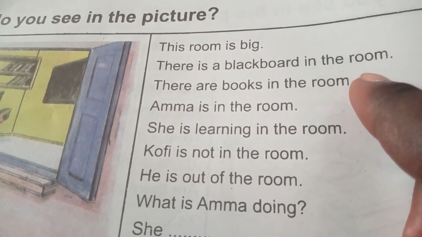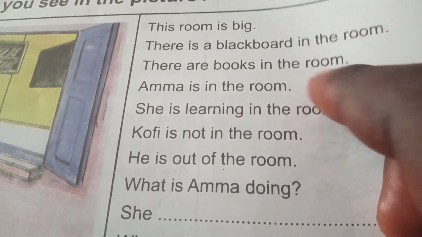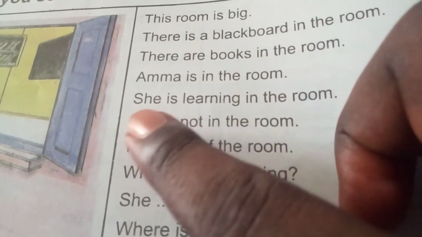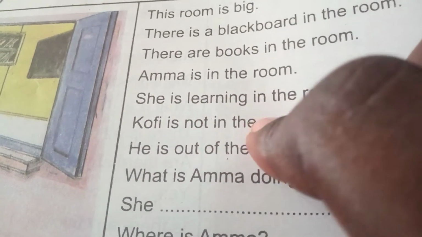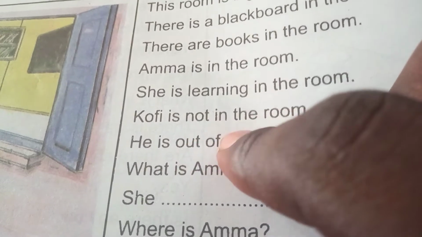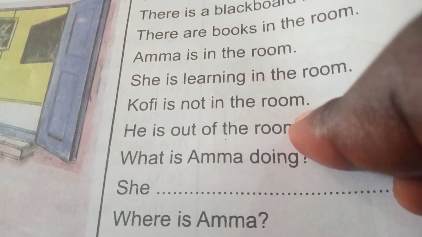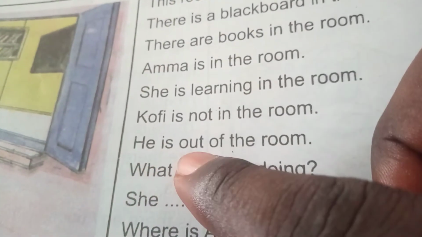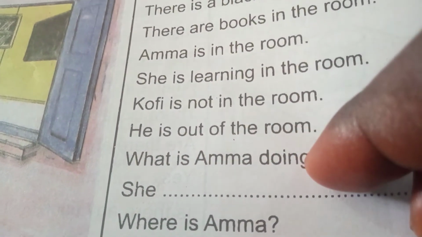This room is big. There is a blackboard in the room. There are books in the room. Amma is in the room. She is learning in the room. Kofi is not in the room. He is out of the room.